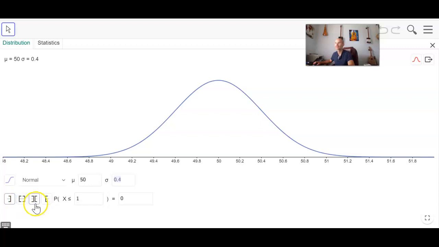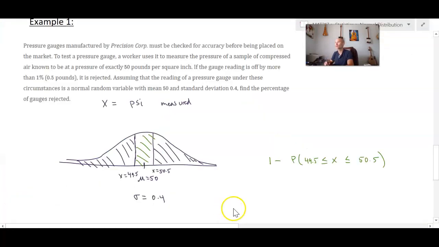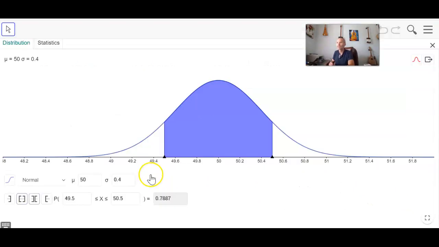We want to find the area between, let's see here. Okay, there we go. So now we can change this to 49.5 and 50.5. So that means 78.87% of our pressure gauges are going to be within the desired tolerance, but 1 minus that, or 0.2113, which is 21.13%, will be rejected.